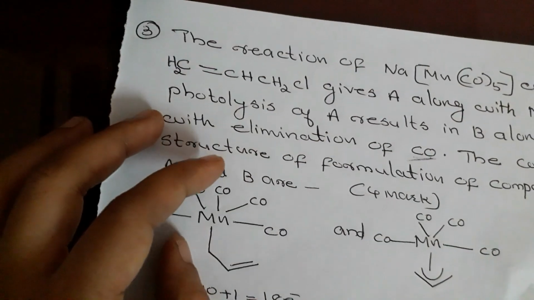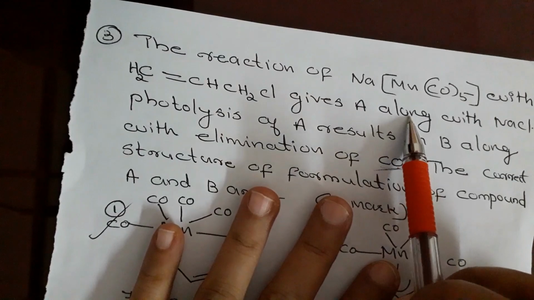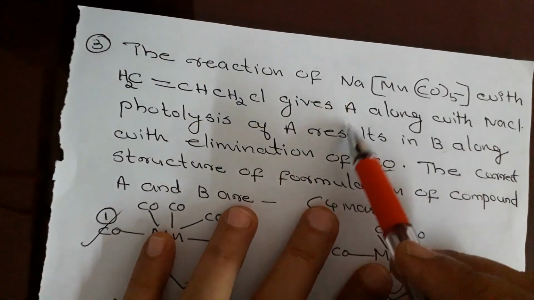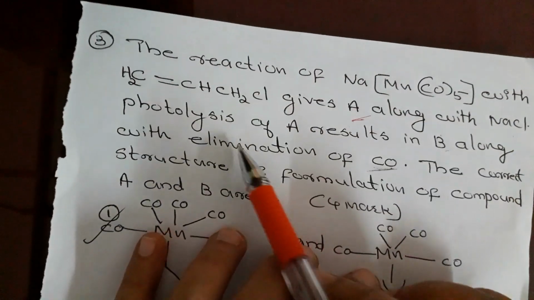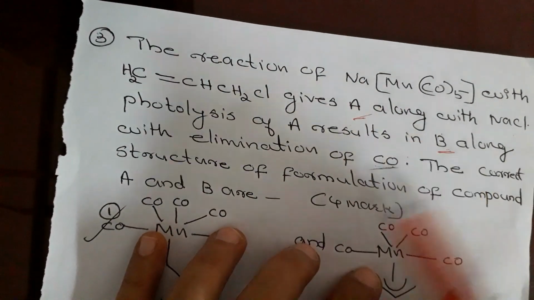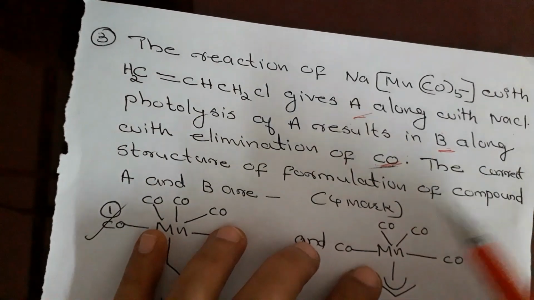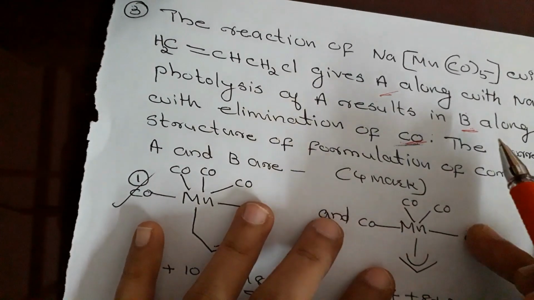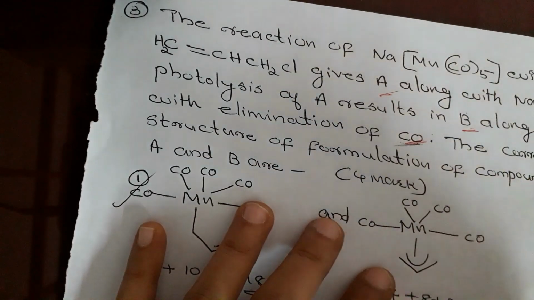Then another type of question, a very long question. This is also from the 2018 CSIR question paper. So here: the reaction of NaMn(CO)5 with CH2=CH-CH2Cl gives A along with NaCl. Photolysis of A results in B along with the elimination of CO. What is the correct structural formulation of compounds A and B? This question was a 4 mark question in part C.